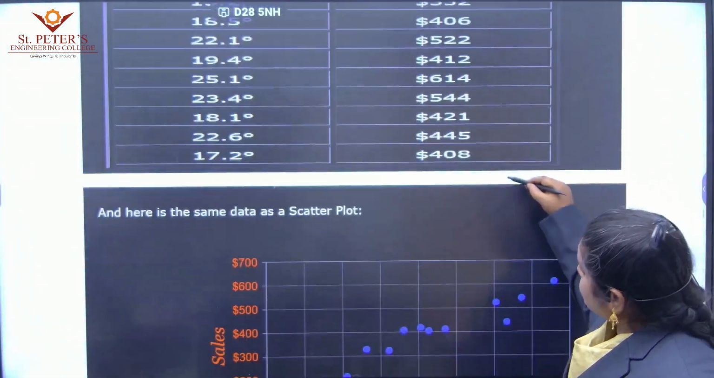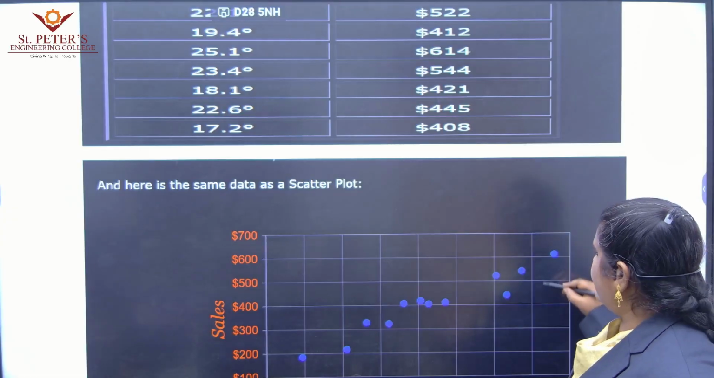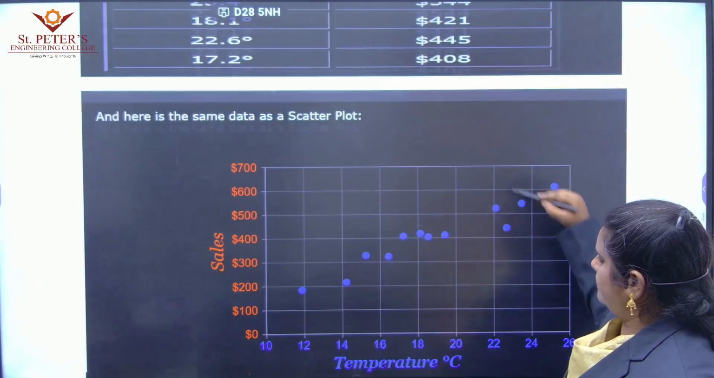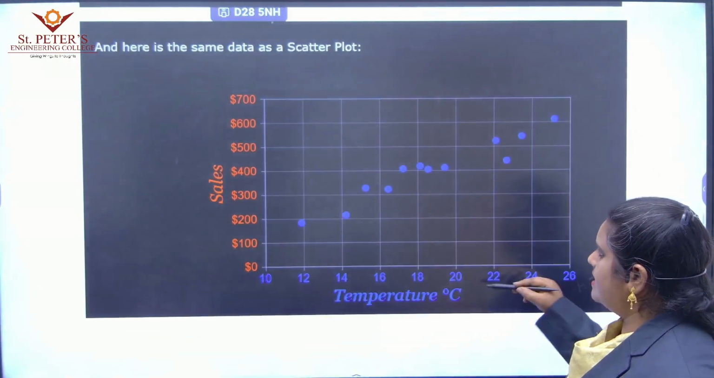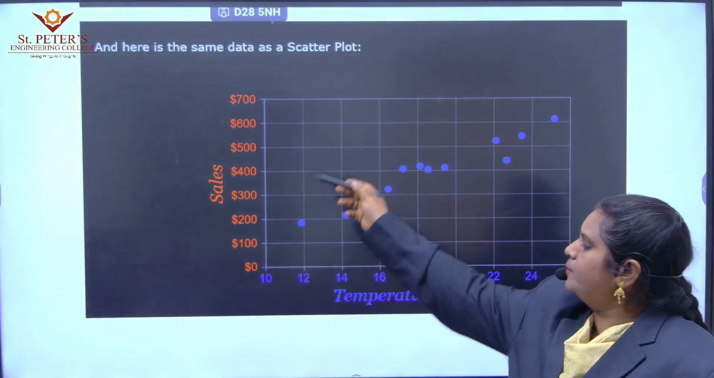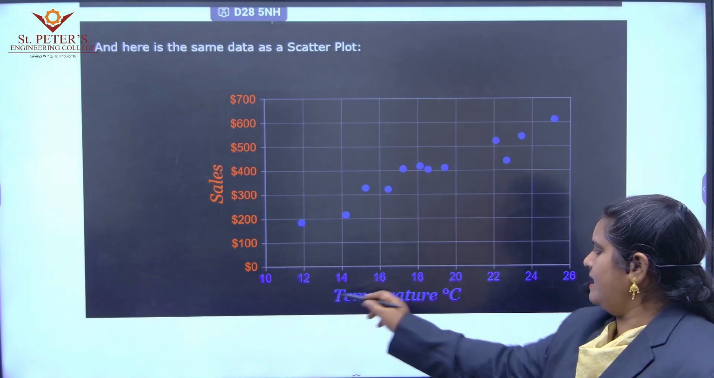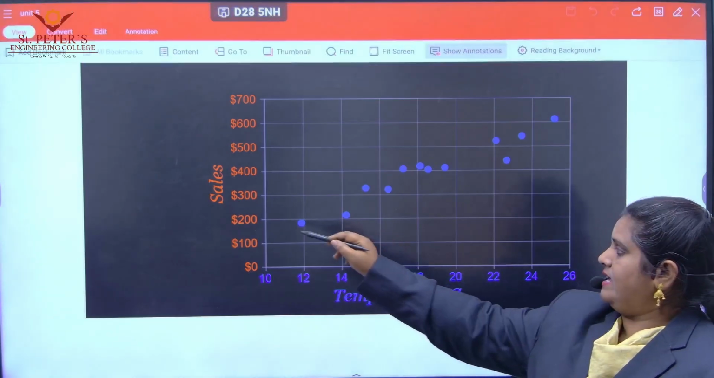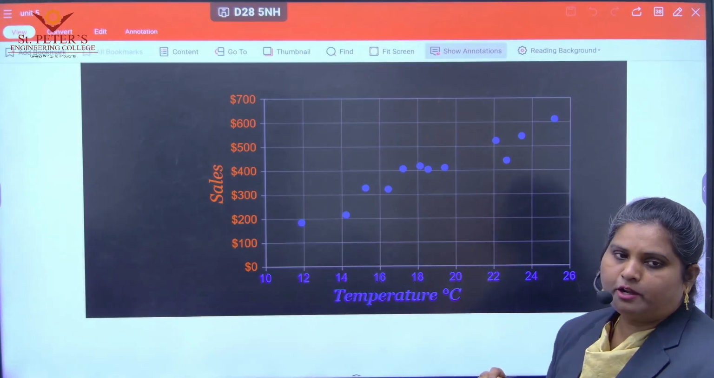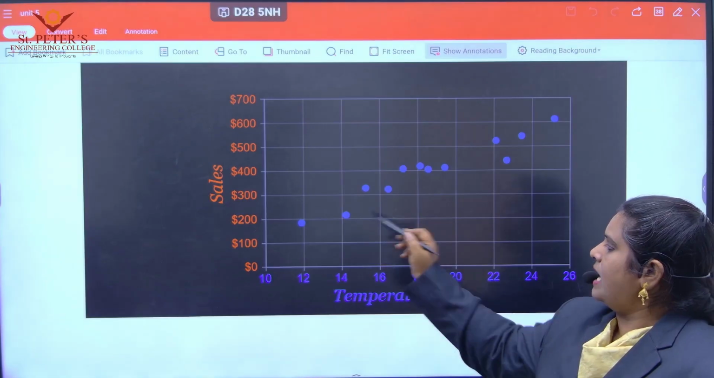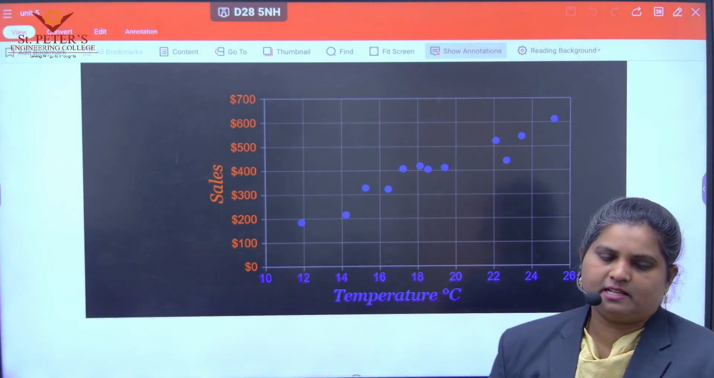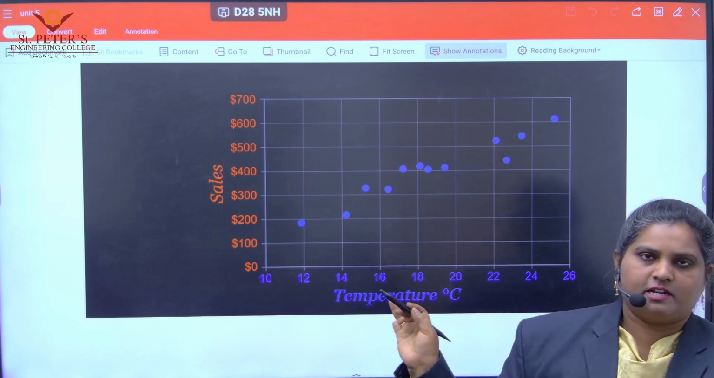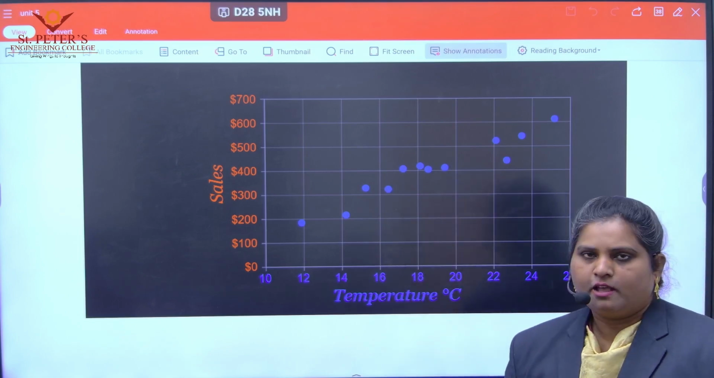So for this scatter plot, after we found the table, now we put it in a graph. This is the graph for that scatter plot. The temperature is given on the x-axis, and on the y-axis the amount of money from sales is given. The values we got are scattered. So the dots are off here and there, here and there. It is not a straight line. So this is one of the types.